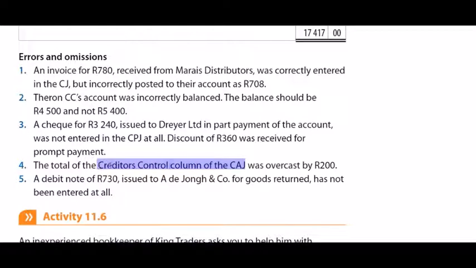Then the fourth entry says the total of the creditors control column of the CAJ was overcast. Okay, so now you have to remember the CAJ will go to the debit side of creditors control. Okay, so now we subtracted, remember CAJ means that we owe less money. We subtracted 200 Rand more than we should have because it was overcast by 200 Rand. So to fix this mistake, we will only fix it in the creditors control account because journal columns don't affect the list. But to fix this mistake, we have to go and add 200 Rand back because we said our total returns was 200 Rand more than it actually was in reality.